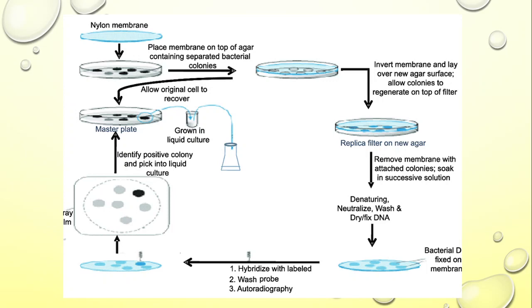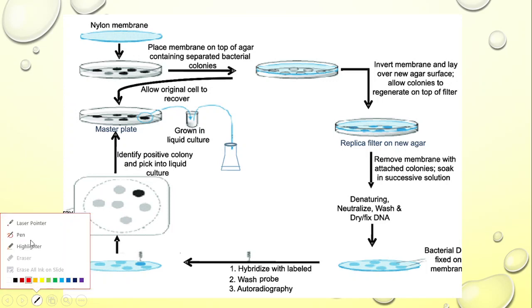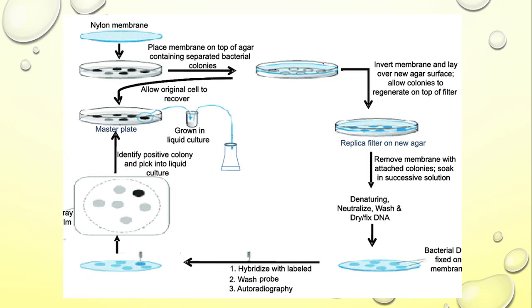As you can see, you're having a plate and a nylon membrane. The nylon membrane is placed over this plate, and the colonies are transferred, and we find that a few colonies are retained, and this makes up the master plate. Now once they are transferred onto the nitrocellulose filter paper, this filter paper is again placed on a membrane like a new agar. Now this will have the colonies.